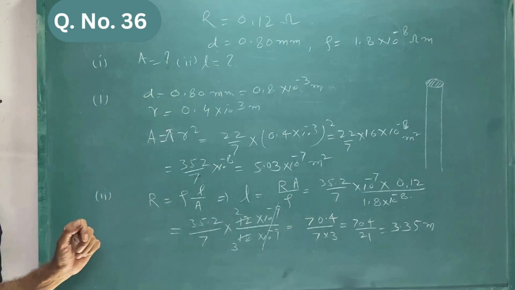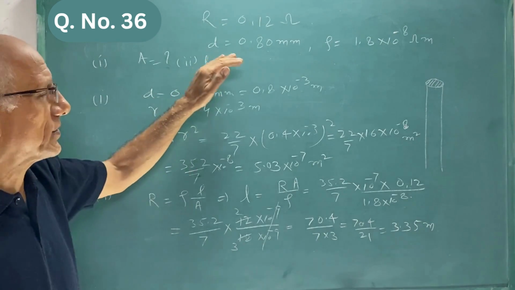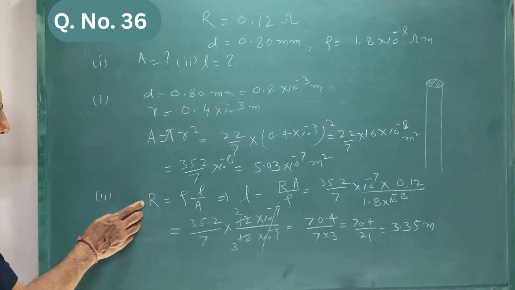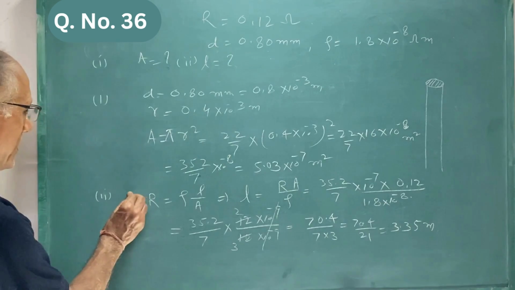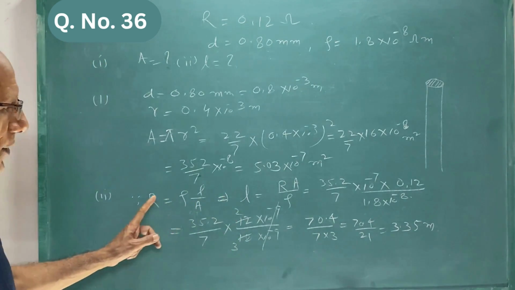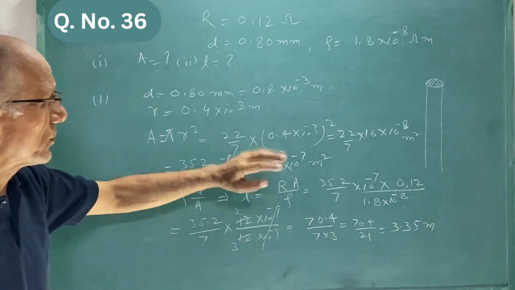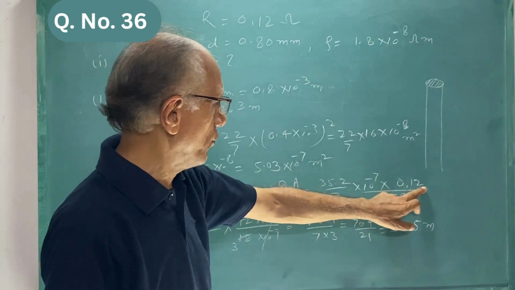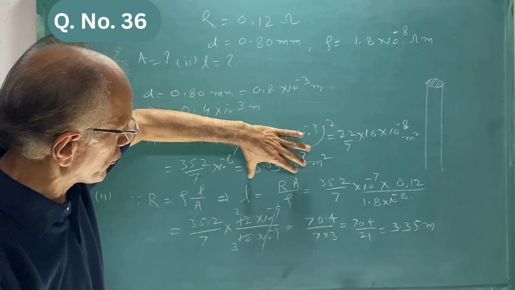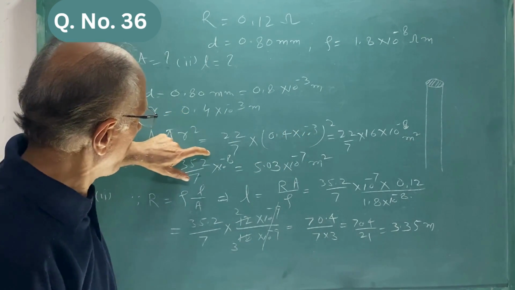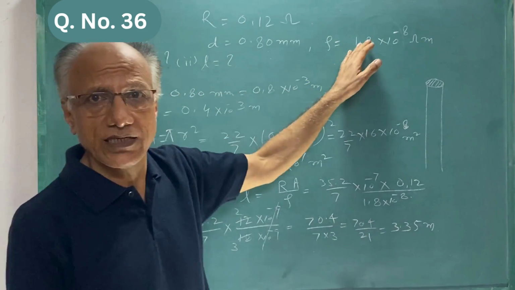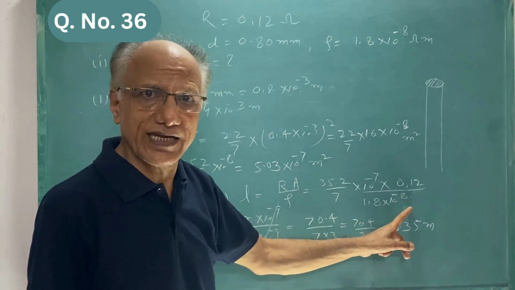Now the second part: the student has to calculate the length required. As we know, R is given by rho L by A. That implies L will become R into A upon rho. The value of R is given as 0.12 ohm, and the area we have already calculated. I am not using the rounded value because it is an approximation, so we will take 35.2 divided by 7 into 10 to the power minus 7, divided by rho, that is 1.8 into 10 to the power minus 8.